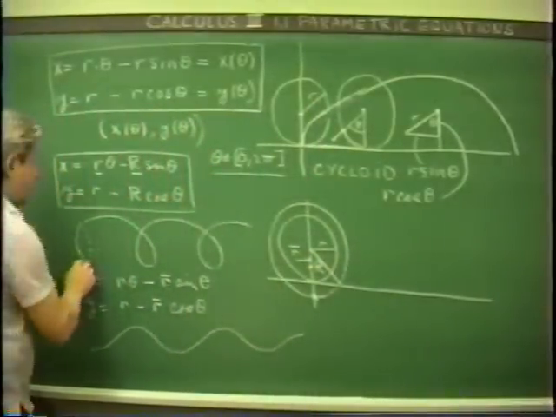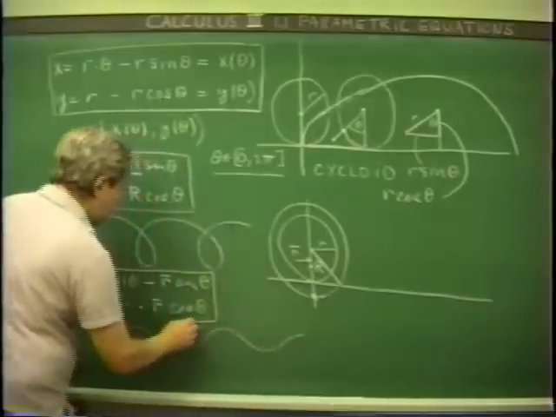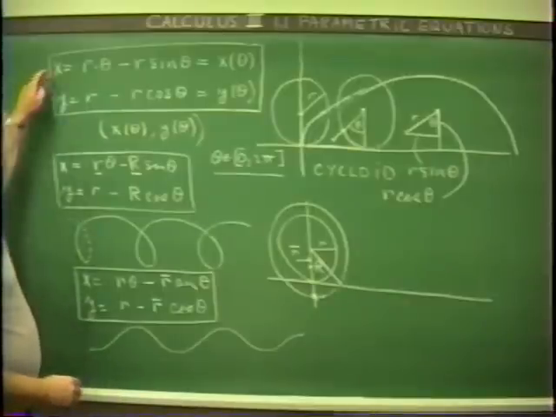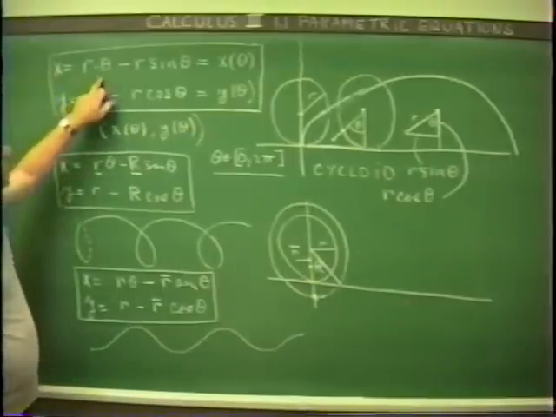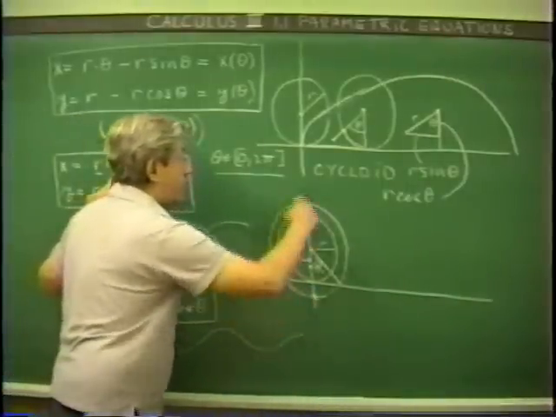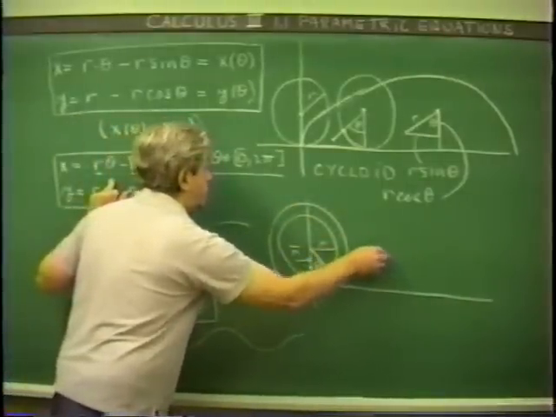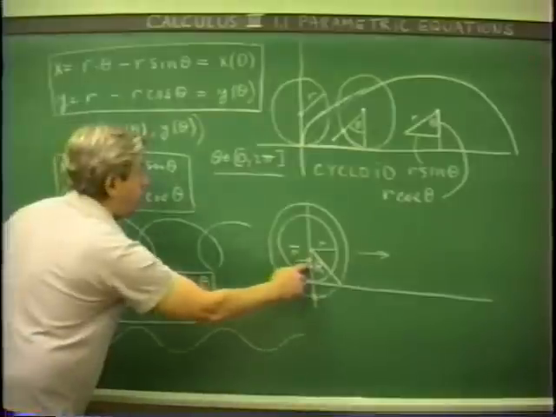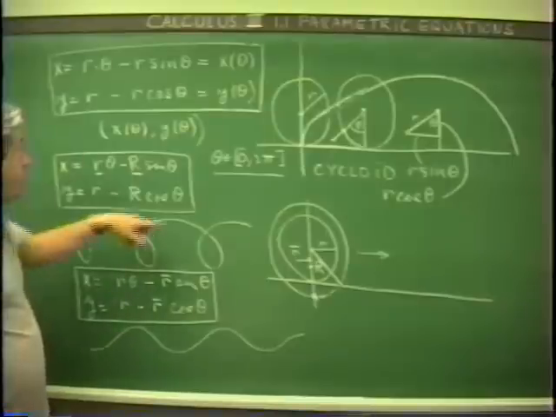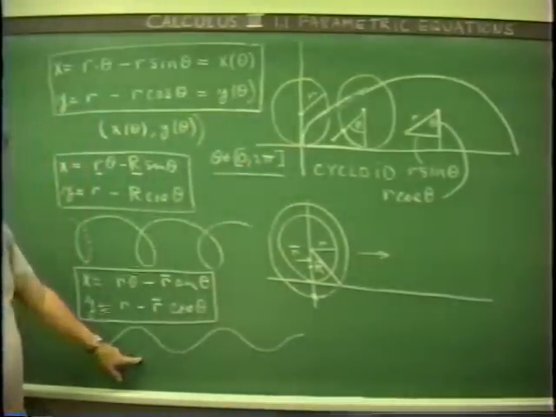So here then are three different parametric equations giving you the position of a point x, y, in this case on the cycloid. In this case, following this point around as this wheel moves forward in this direction, and in this case, following this third point around as the wheel moves forward in that direction. And the various graphs look like this, this, and that.